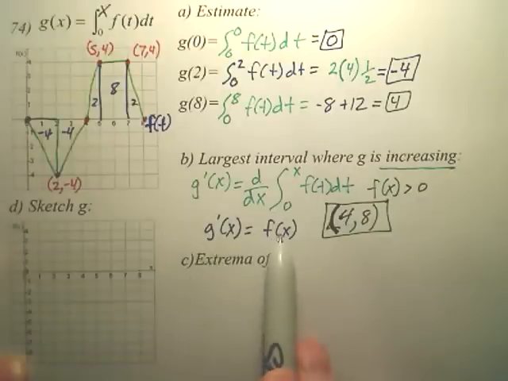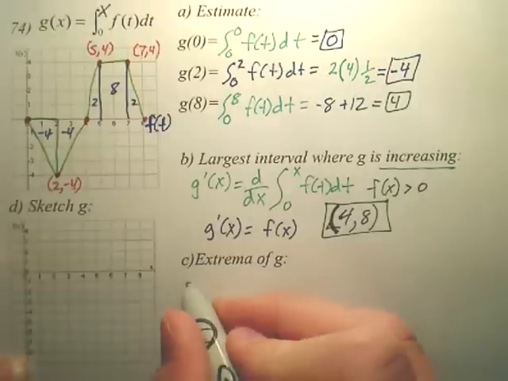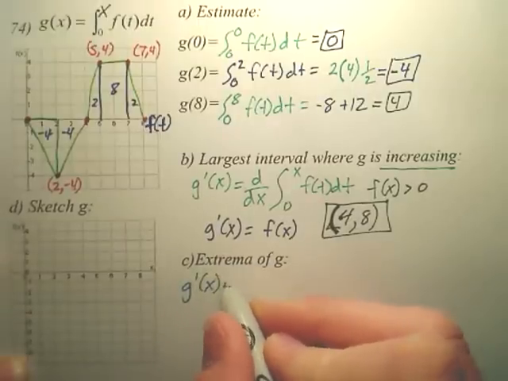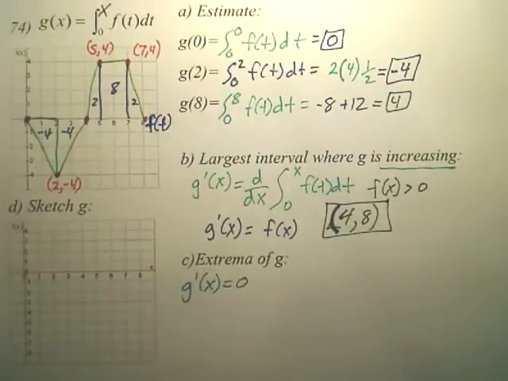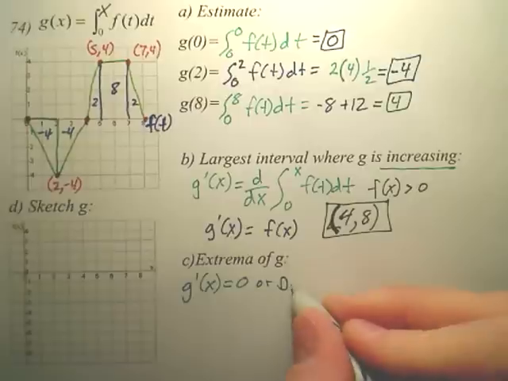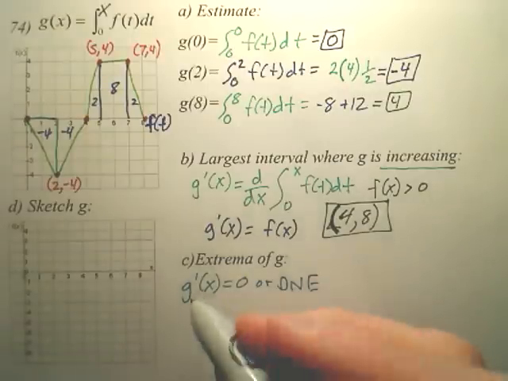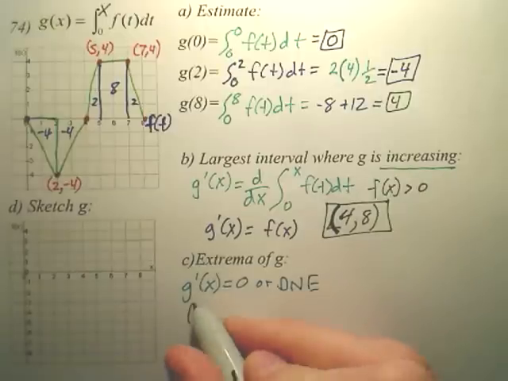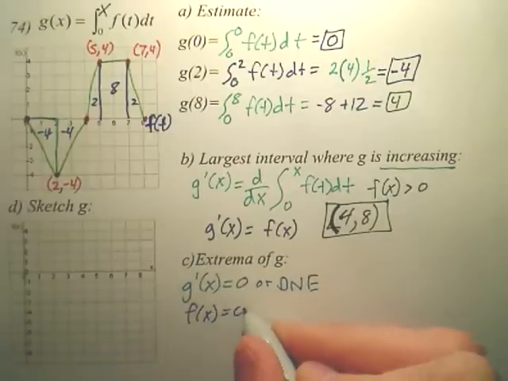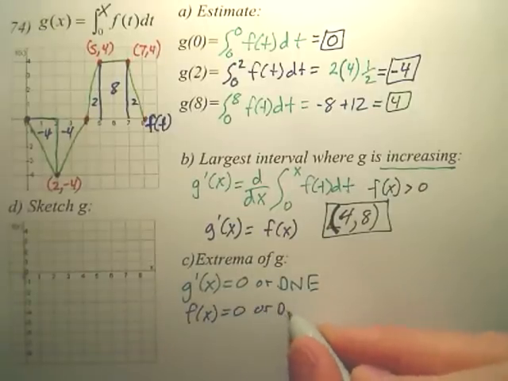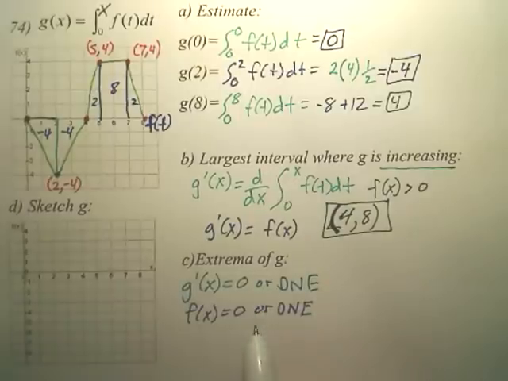So if the derivative of g equals f, if I want my extremas, isn't that where I want to know where my derivative of g equals 0 or does not exist? So look at your graph. This equals 0 is what I'm looking for, or does not exist. So basically, if this equals this, aren't I looking for when f of x equals 0 or does not exist? Aren't these basically the same thing?